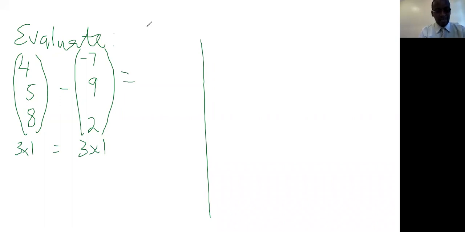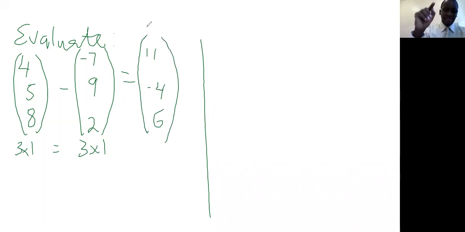So 4 minus 7 is negative 3. 5 minus 9 is negative 4. And 8 minus 2 is 6. So you can see the resulting matrix is of the same order, 3 by 1. Don't forget to put the brackets. Every matrix must have a bracket.